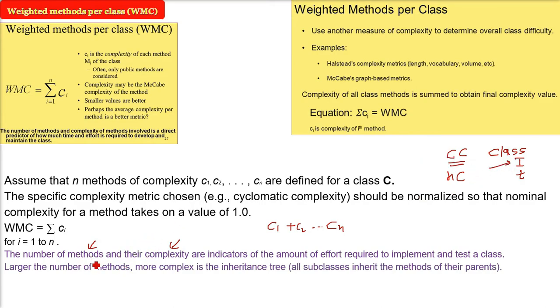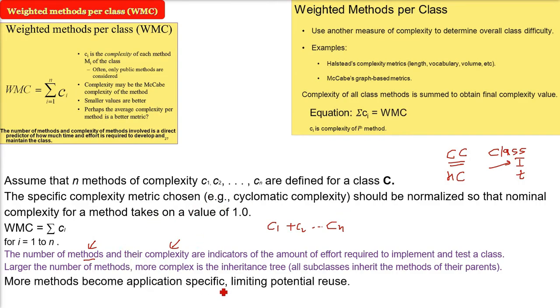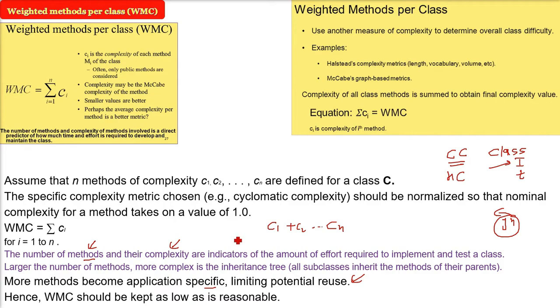If you have a large number of methods, the inheritance tree is more complex, because all the subclasses are going to inherit the methods of their parents. This can happen. With more methods, if they are very application specific, software specific, work specific, you may not be able to use or reuse them again, so this limits the potential reuse. Therefore, WMC should be kept as low as possible, as low as reasonable.